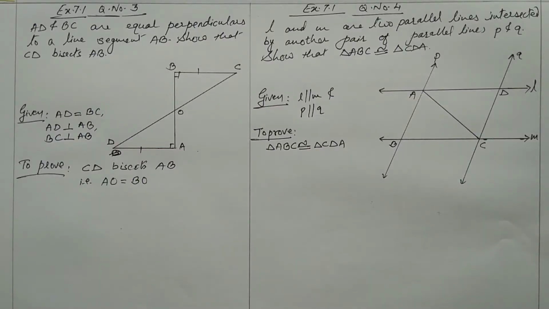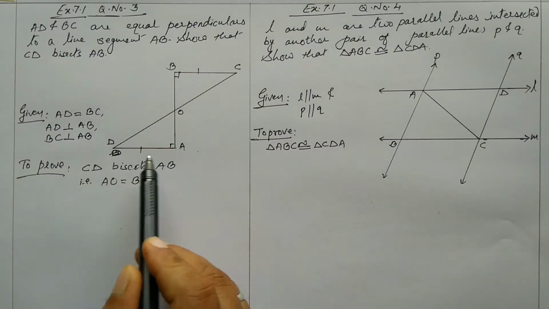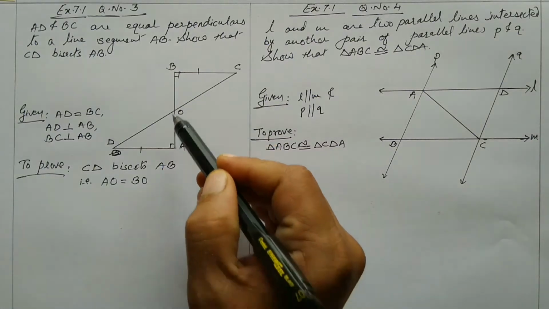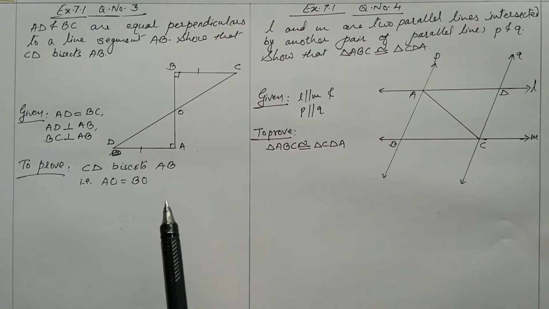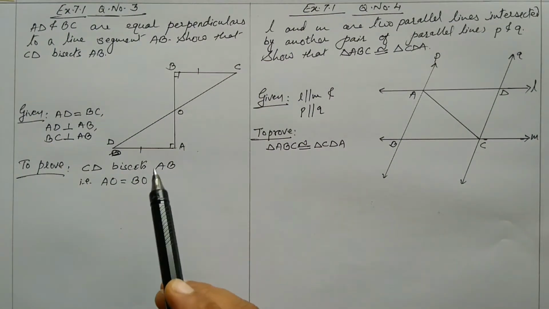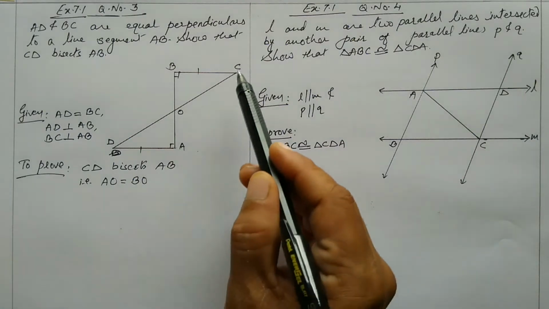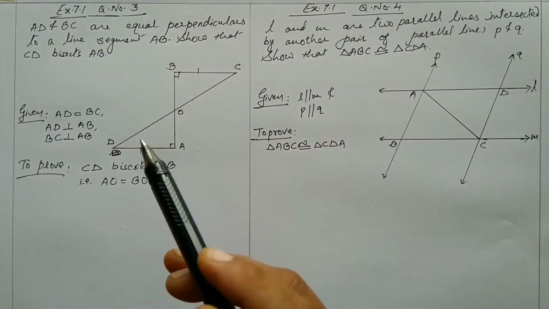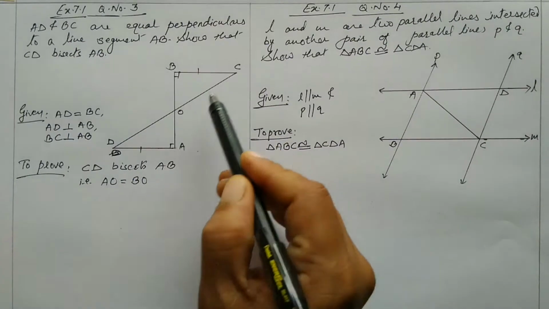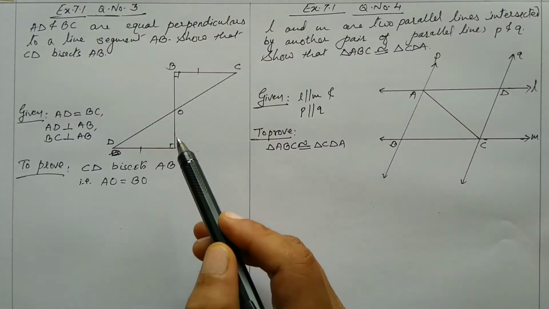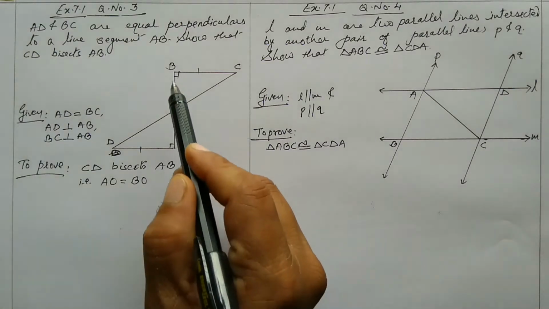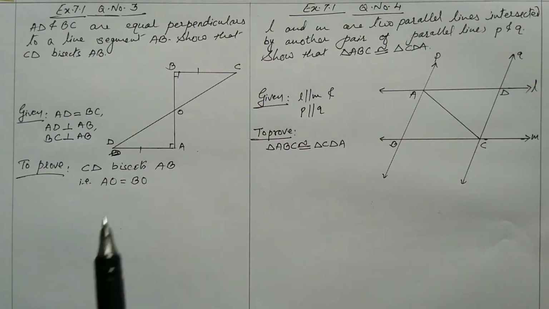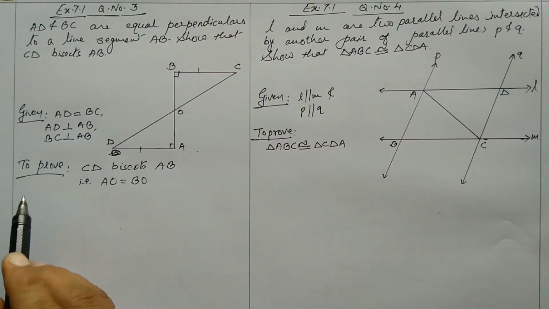Let us see question number 3 of exercise 7.1. It is given that AD and BC are perpendicular to the same segment AB and AD is equal to BC. You have to show that CD is bisecting AB. What is the another meaning? CD is bisecting AB means CD divides AB into two equal parts. So that is AO is equal to BO. This we have to prove.